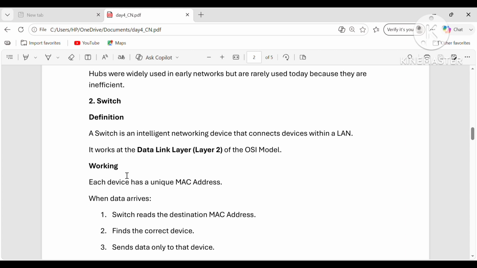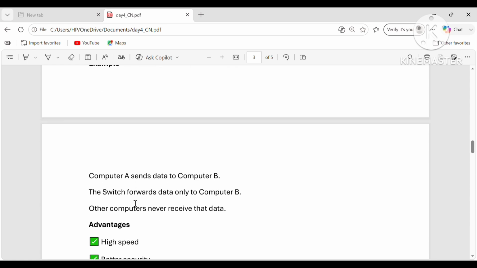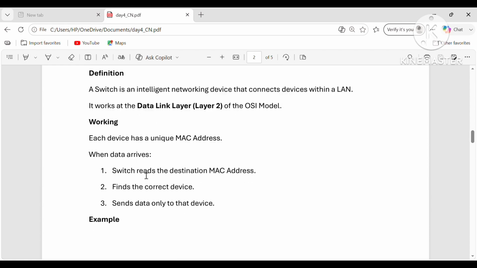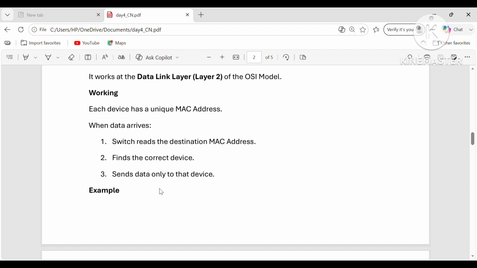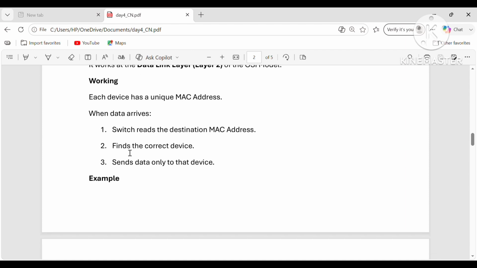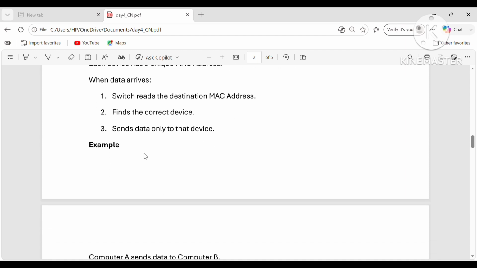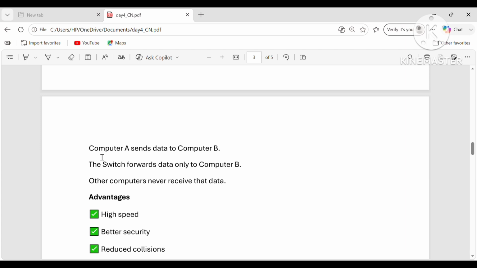Now let's discuss the working of a switch. The switch reads the destination MAC address, finds the correct device, and sends data only to that device. For example, computer A sends data to computer B. The switch forwards data only to computer B. The other computers never receive that data.